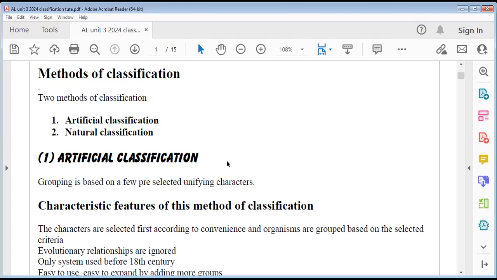Why is one called artificial classification? Why is one called natural classification? In performing artificial classification, we don't consider evolutionary relationships of organisms. That means if you make a group in natural classification, we expect evolutionarily closer organisms to stay together. Understood?